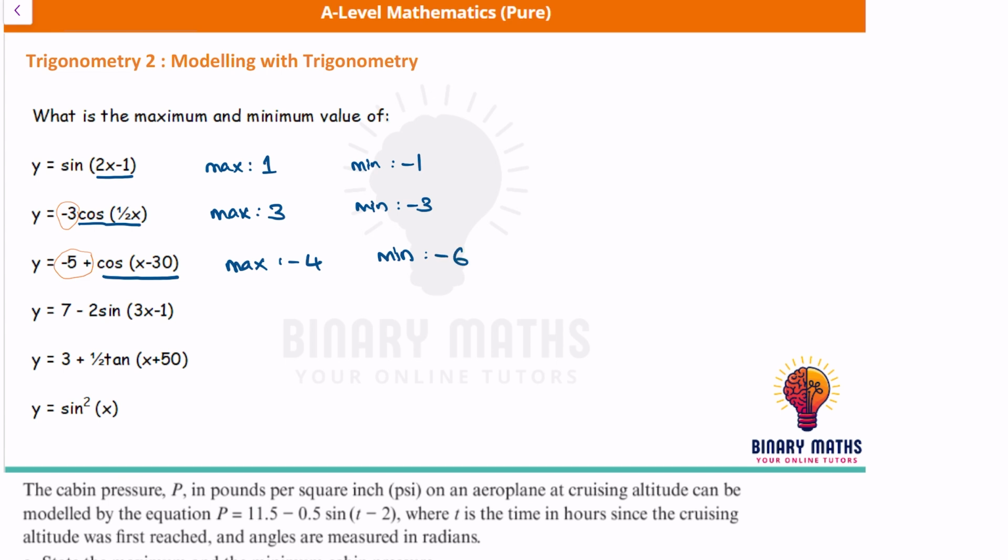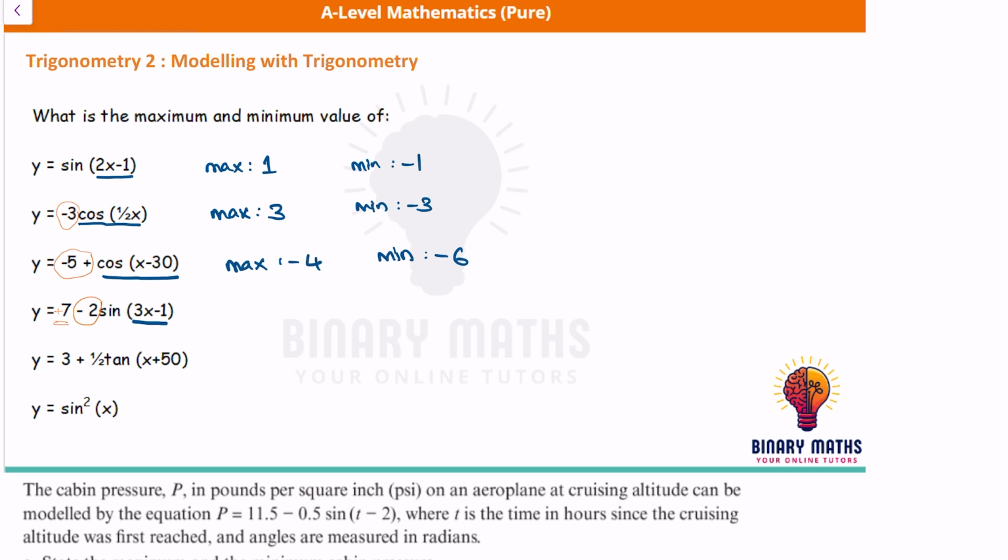Okay, so the next one, if you look at it again, the things inside the bracket affect the x, so that does not affect the maximum and minimum. The first thing that happens is we times the maximum and minimum by minus 2. And then because it's a positive 7, we need to add 7. So first timesing by minus 2.